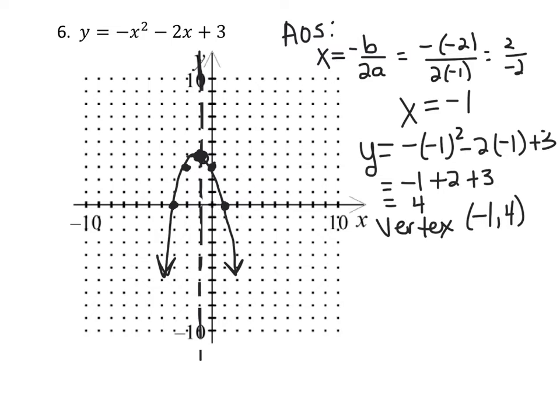Now you can do it that way, or you can just make a table and find your points. Either way is fine, it doesn't matter. This is a quicker way to do it. If you don't feel comfortable doing it that way, just go ahead and make a table and find your points that way.